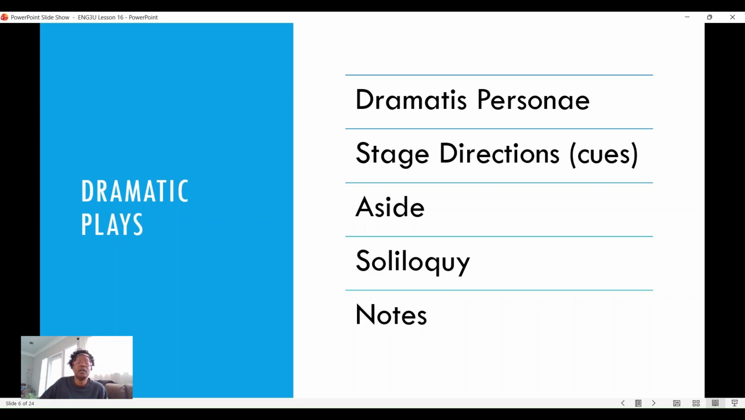So we're picking back up with plays. We're still talking about dramatic plays, and these are the different parts that reflect dramatic plays. And so here we are with dramatis personae at the front of a play. There is always a list of all the characters that appear in the play. We went over the main characters and the minor characters in, for instance, Macbeth, right? And so you would have all of that list of characters.